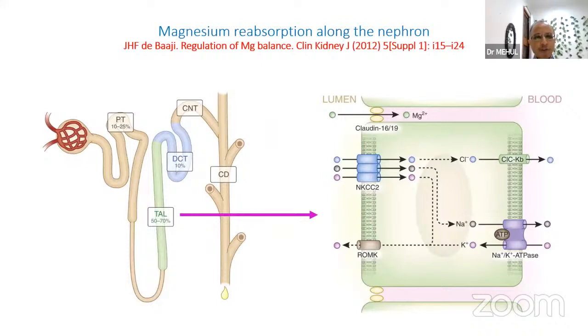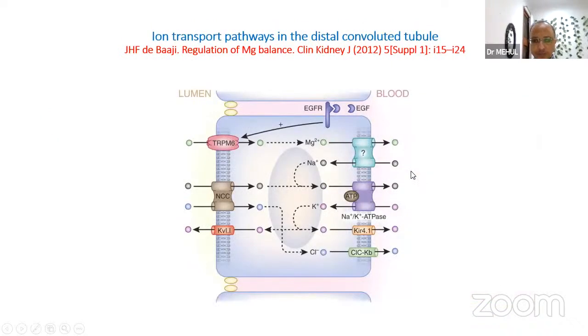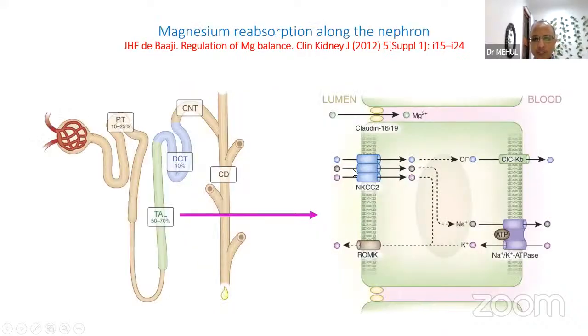This is another schematic diagram of reabsorption of magnesium along the various segments of the nephron. I would like to highlight the reabsorption of magnesium in the thick ascending limb of the loop of Henle, which is on the right side. As we know, the reabsorption of sodium chloride and potassium through the electroneutral NKCC2 transporter on the luminal membrane of the thick ascending limb generates a positive potential difference in the lumen. It is this positive potential difference which leads to the movement of calcium and magnesium, which are positively charged, across the paracellular pathway, controlled by the claudin 16 and claudin 19 complex of proteins.